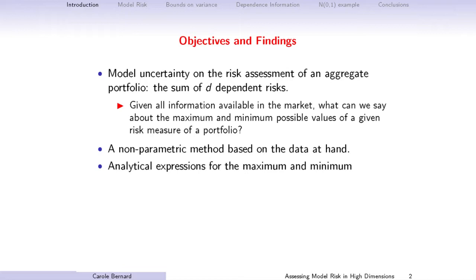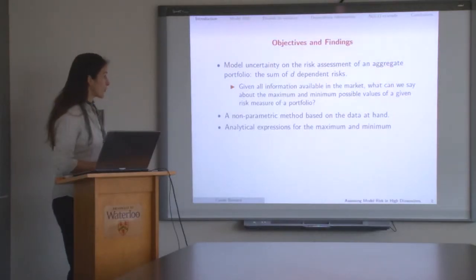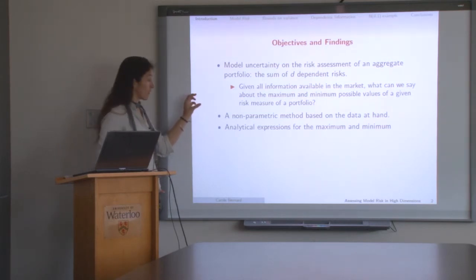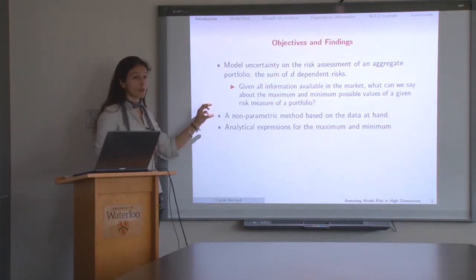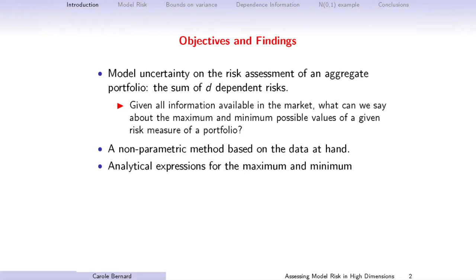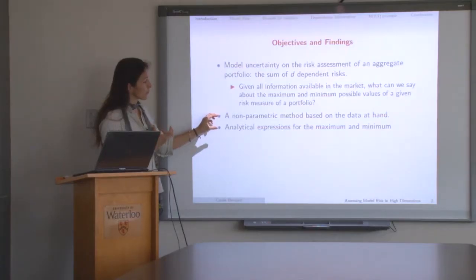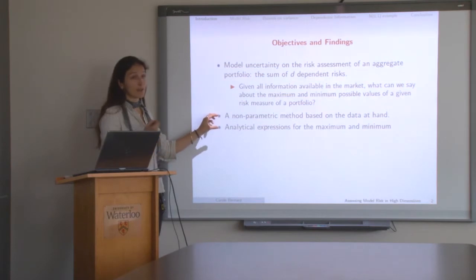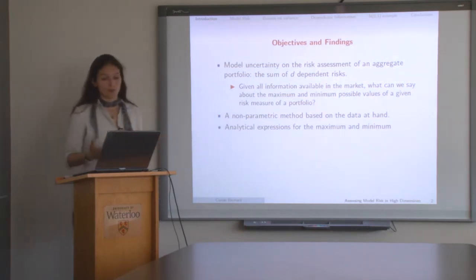You think of it as a sum of D-dependent variables, and what we want to do is take into account all the information that's available in the market, and then be able to say what is the maximum risk and what is the minimum risk that this risk measure of the portfolio sum can take. We're going to propose two methods. One of them is fully non-parametric and can be used just using the data that you have. In the second method, we propose some analytical expressions for the maximum and the minimum of this risk measure of the portfolio.